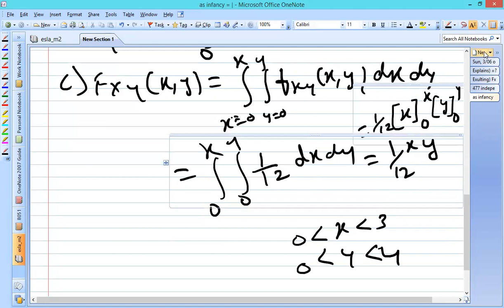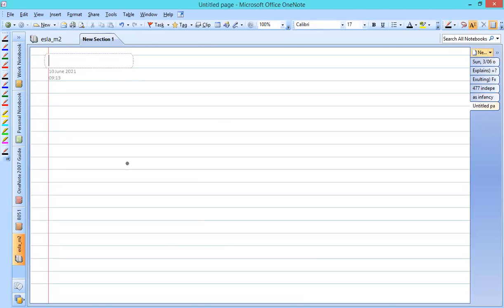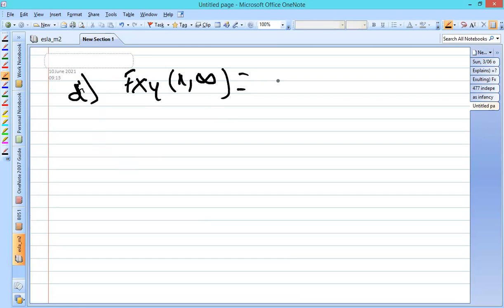And go for the next part, D. In the fourth part, we are asked to calculate Fxy of x comma infinity, right? So this is nothing but the calculation of the marginal CDF, Fx of x.